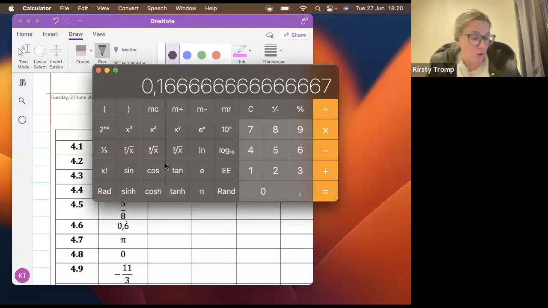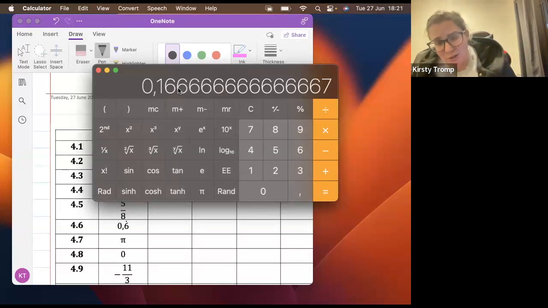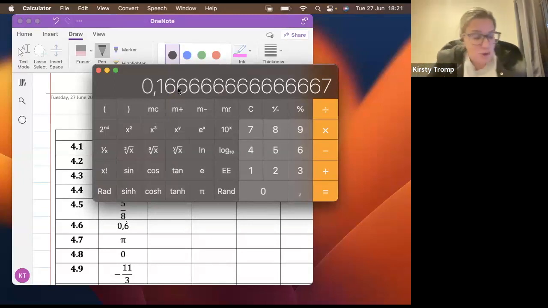How do I know it's recurring? Because that 6 is repeating. It's carrying on and on into the future. So because it is a recurring decimal, is that number going to be rational or non-rational? You guys tell me. Good, it is a rational number. It is rational because it is a recurring decimal, and also because it can be made into a fraction.